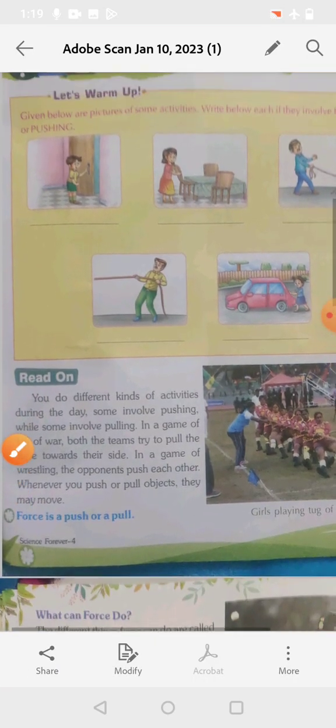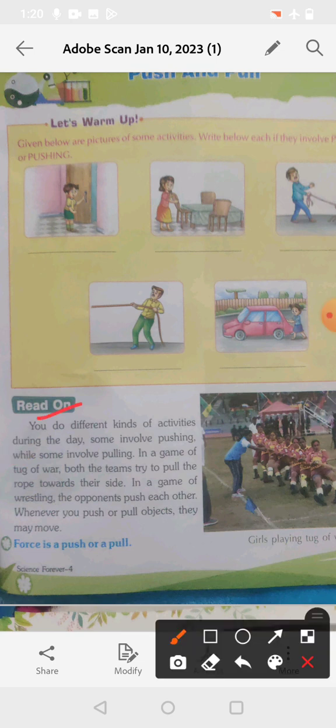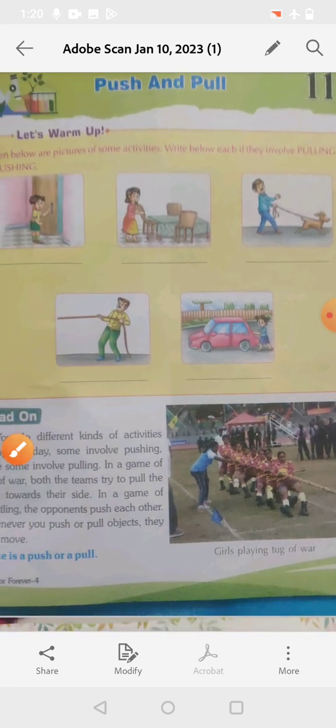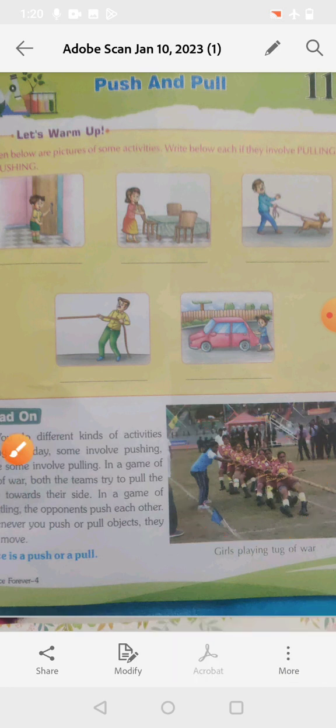Now we'll start with the chapter. We'll read the chapter and it will be more clear to you what is pushing and what is pulling. Okay. So you do different kinds of activities during the day. Some involve pushing while some involve pulling. Right? Different kinds of activities you are doing in which there is pushing also and pulling also. So you can see in the picture that the girls are playing the tug of war game. I guess you all have played this game also.